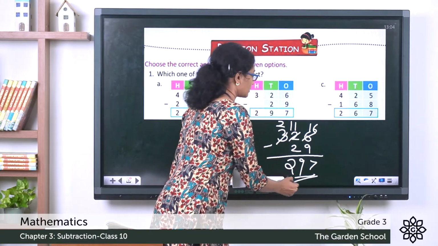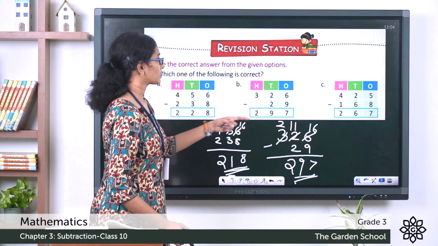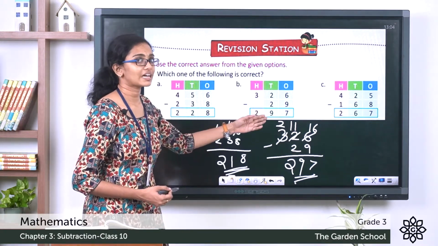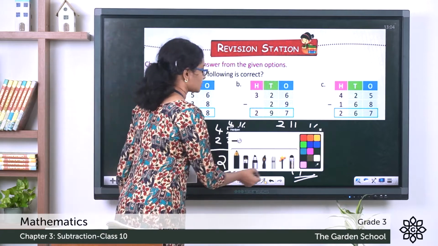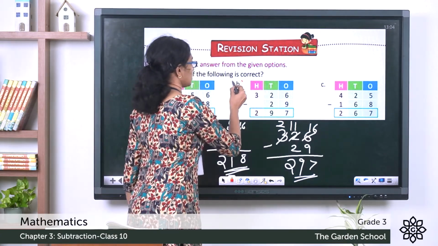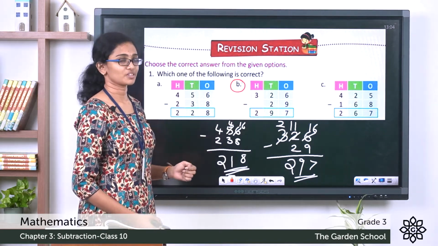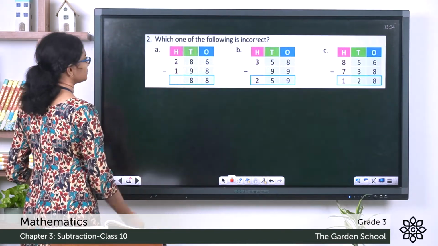So it's 297, and what is the difference given in the option? It is 297 itself. So that's a correct answer, right? So the correct option here is option B. You can either circle or tick the correct option here. Let's see the next question.